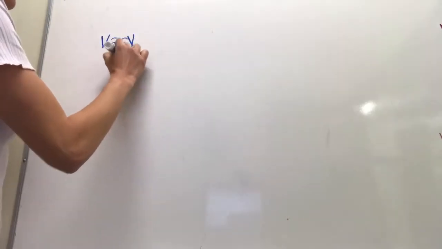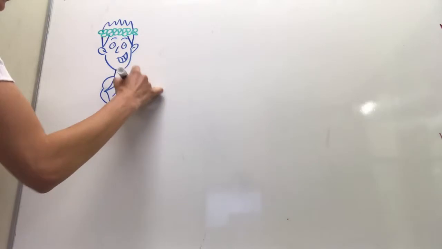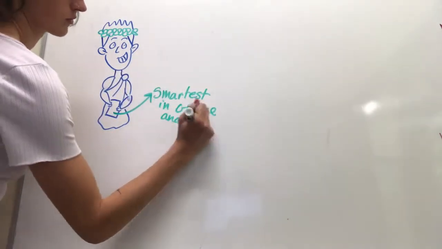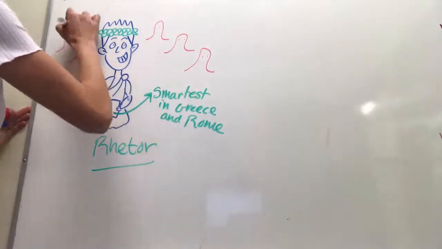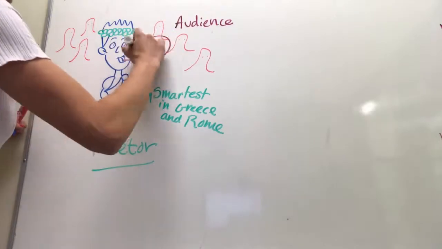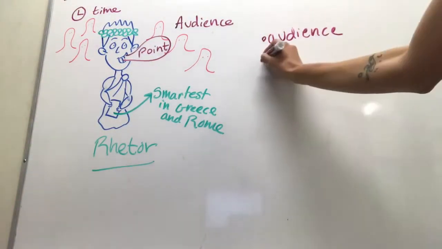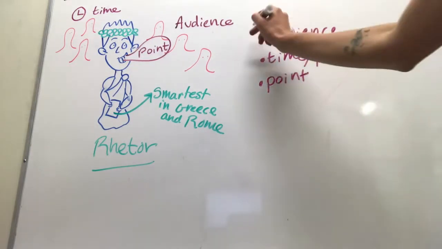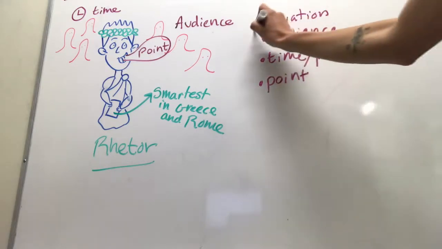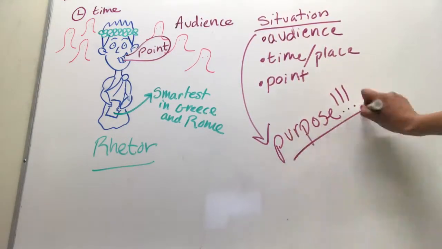Okay, so let's start with a little history. Here we are in ancient Greece or Rome, and we have this person trying to convince us of something. This person is the smartest around, and we call them the rhetor. This is also like an orator. So the rhetor has an audience, they have a point, and they have a time. And all of these things create what we call a rhetorical situation. So the audience, the time and the place, and the point all drive this person's purpose. And his purpose is what he's trying to convince us of.